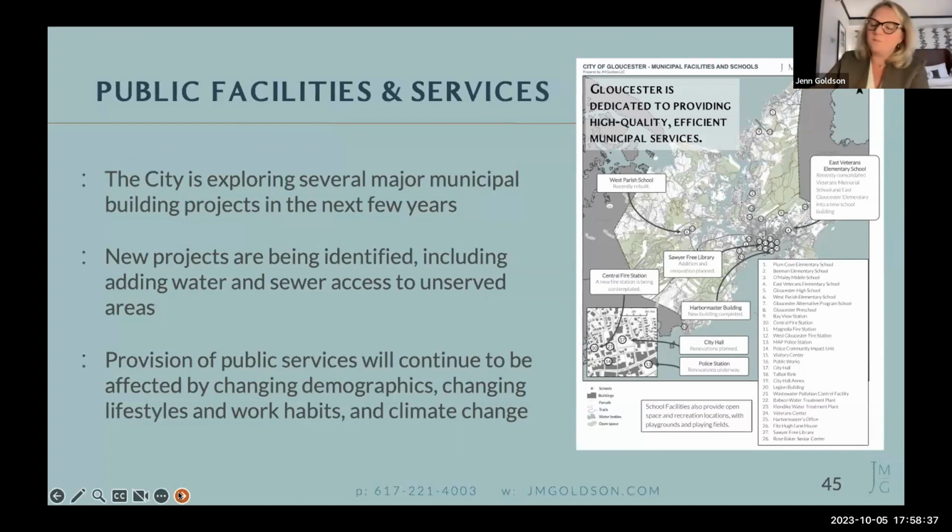So for public facilities and services, many of you probably know this, you really are exploring several major building projects. Your new projects are being identified, including adding water and sewer access. And then provision of public services, of course, will be affected by changing demographics, an aging population, changing lifestyles, changing work habits, especially since the COVID pandemic, and then climate change impacts. So all of these things will affect and contribute to really great public service and facility needs over the coming decade.